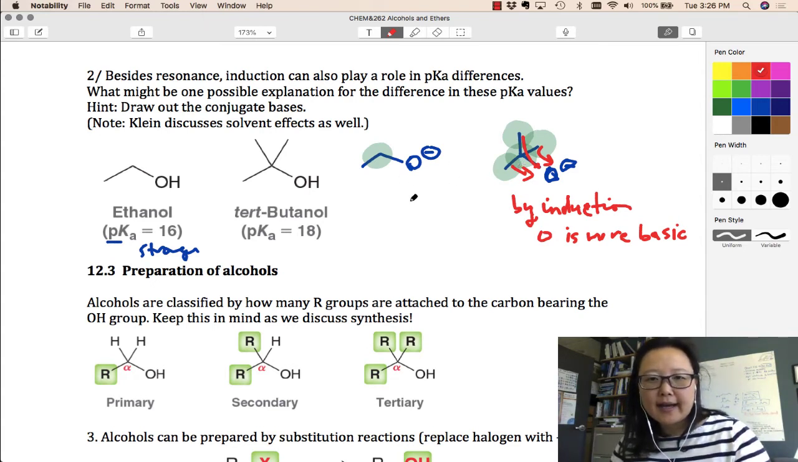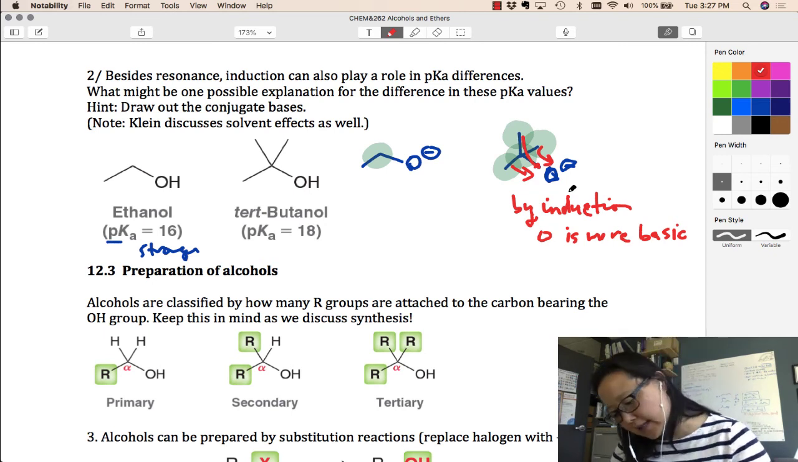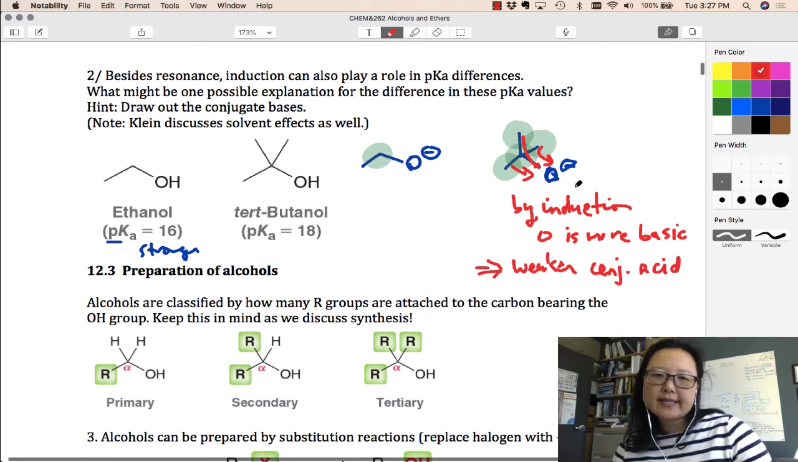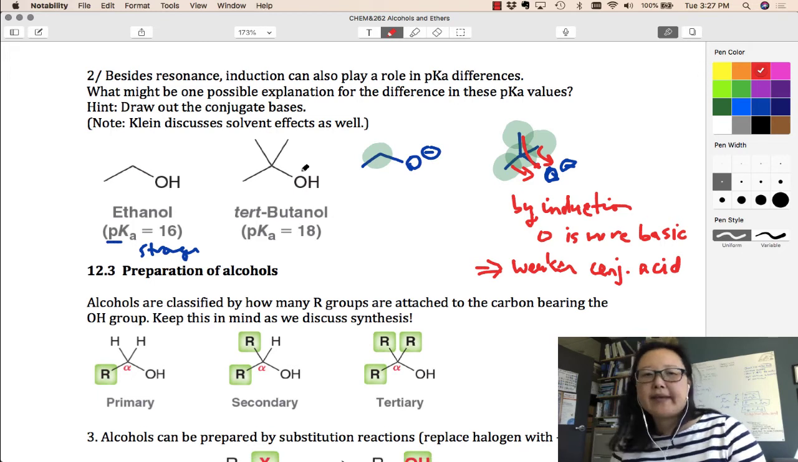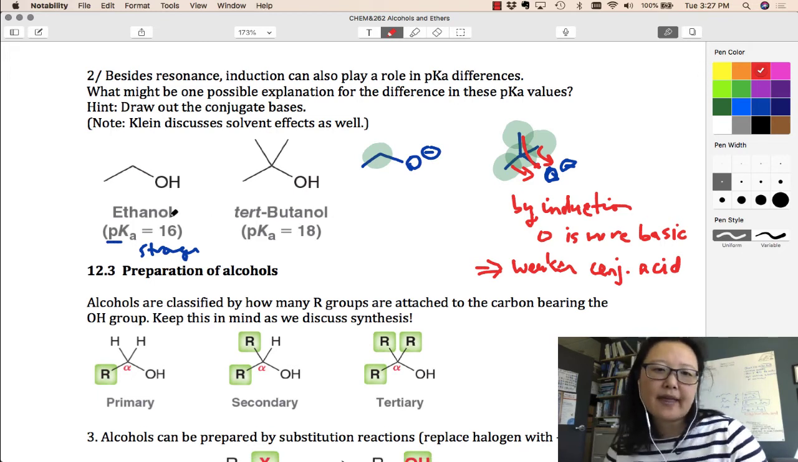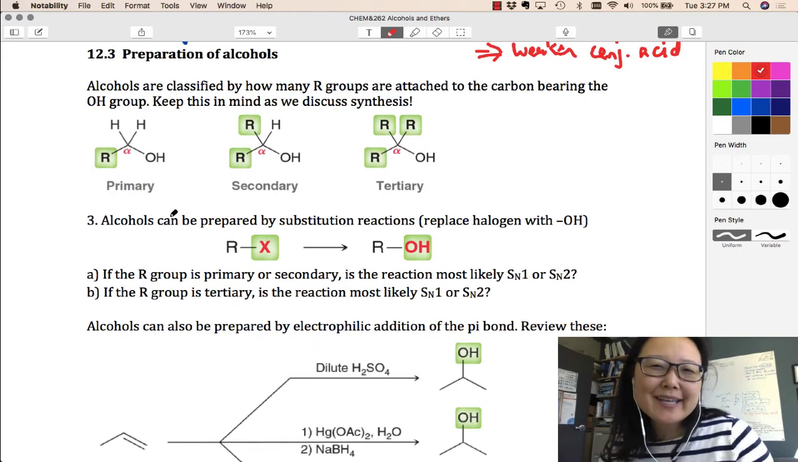So here we would say O is more basic in this case, which means a stronger base leads to a weaker conjugate acid. So the weaker its conjugate acid, the higher its pKa value, and that's what we see with ethanol and butanol. All right, so let's look at branching again.